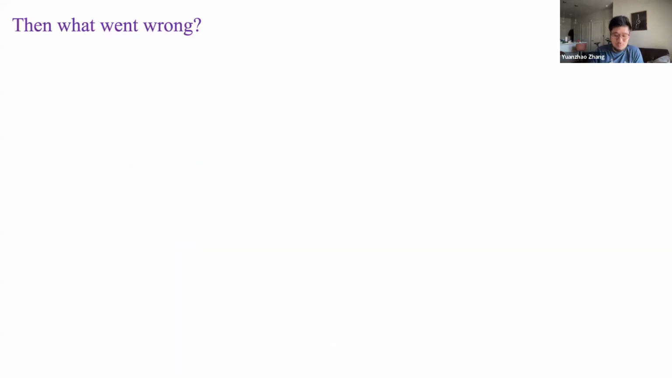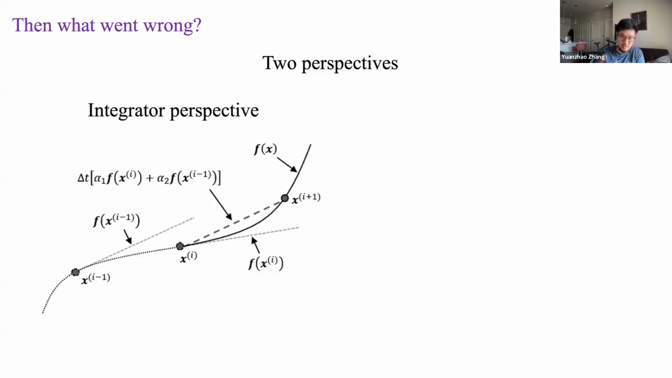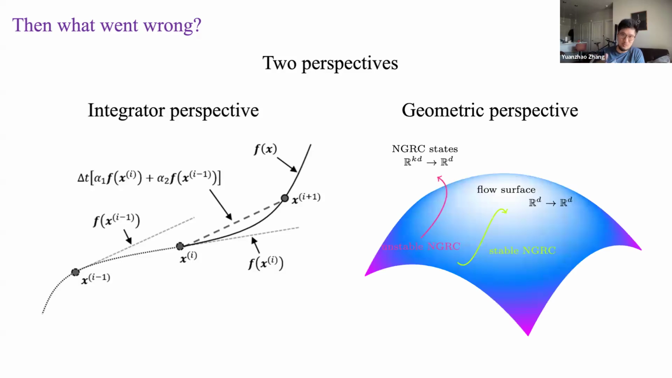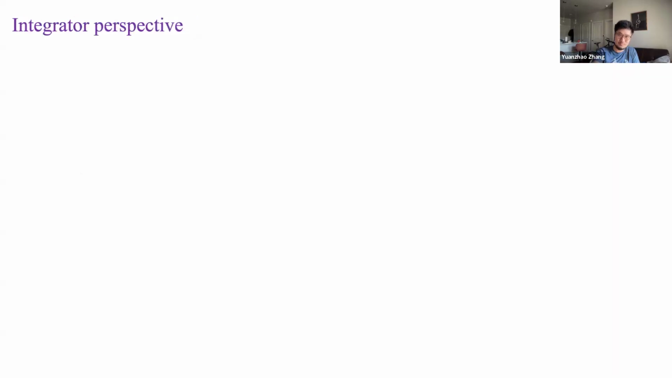So then what went wrong if the flow surface or flow map is not the problem? I want to show it from two different perspectives: one from an integrator perspective, and one from a more geometric perspective. From the integrator perspective, the basic idea is that NGRC, because it's trying to approximate a flow map, is actually very nice to compare with some traditional numerical integration schemes.